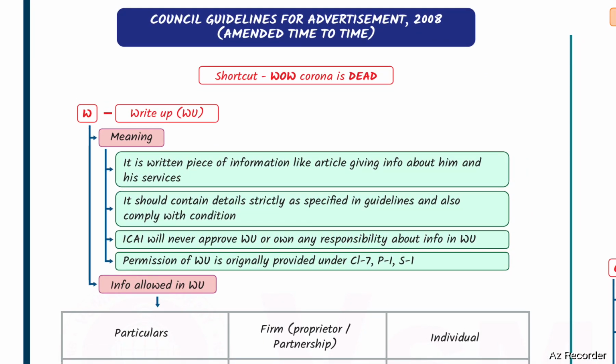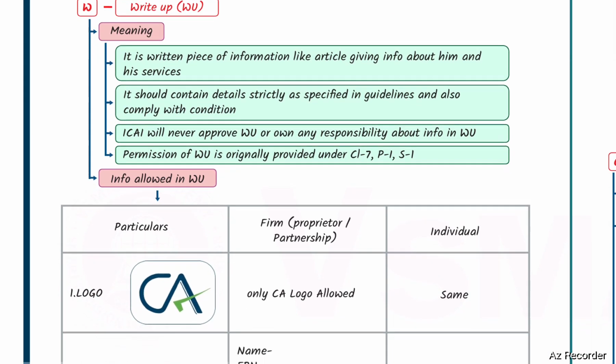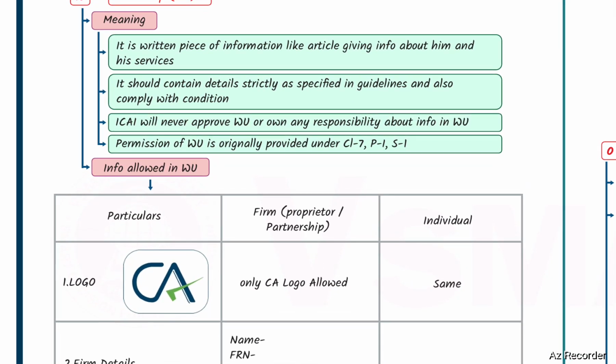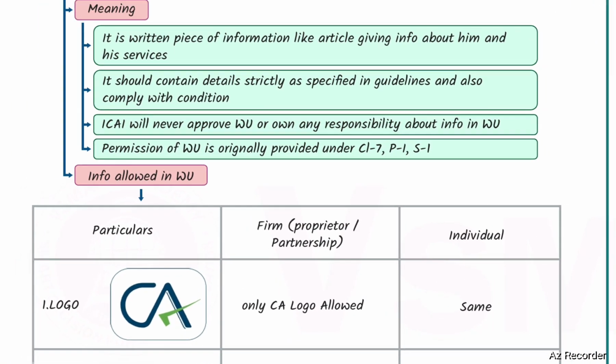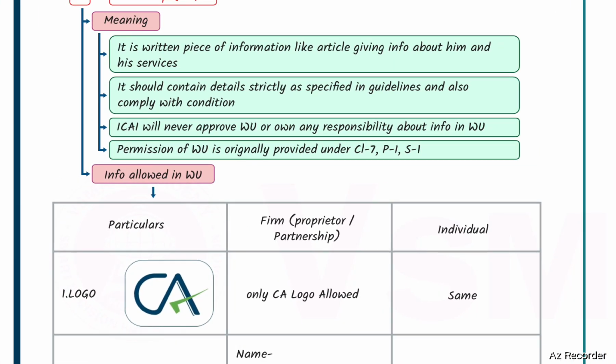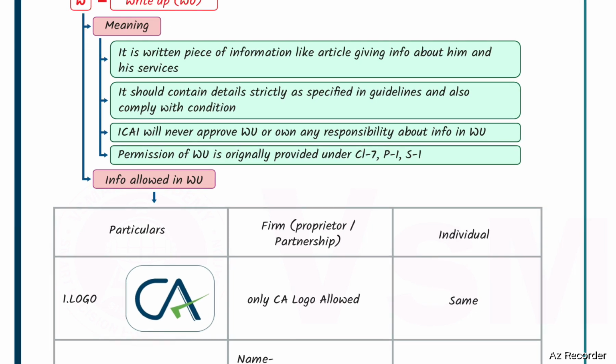Next, Council Guidelines for Advertisement 2008. Write up: it is a written piece of information, like an article, giving information about him and his services. It should contain details strictly as specified in the guidelines and also comply with the conditions. ICAI will never approve the write up or own any responsibility about the information in the write up. Permission of write up is originally provided under clause number 7, part number 1, schedule 1.